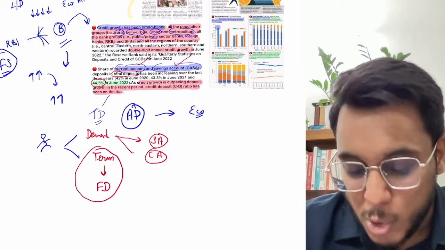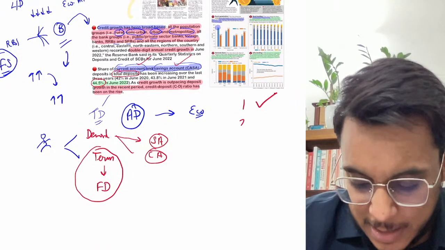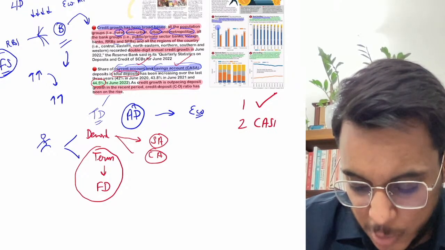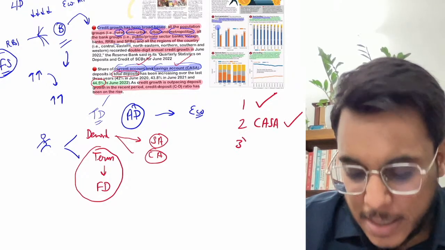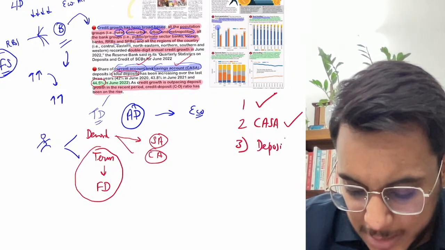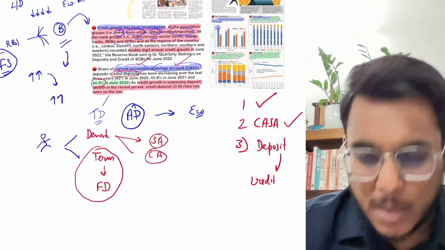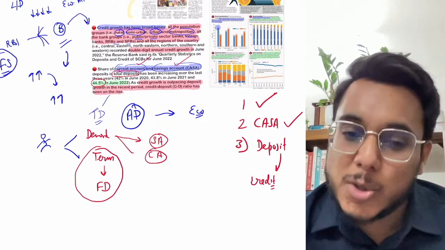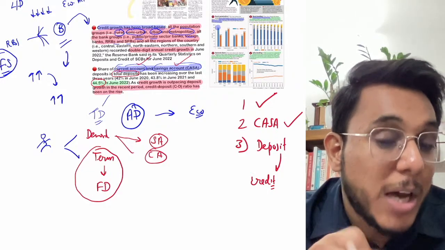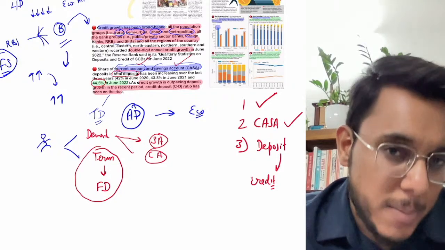Moreover guys, the report has also provided one more fact. Number one, credit growth is increasing. Number two, the CASA, current account saving account ratio, is increasing. Number three, the deposits are less in proportion to the credit that is being taken by the people. So basically, in comparison to the growth that has happened in the credit, similar growth has not happened in the deposit.